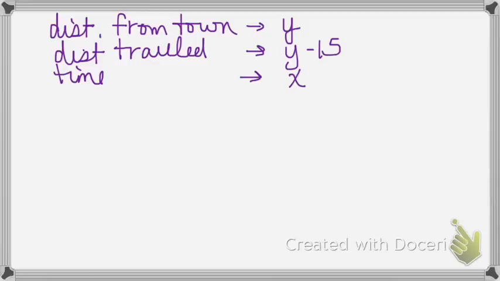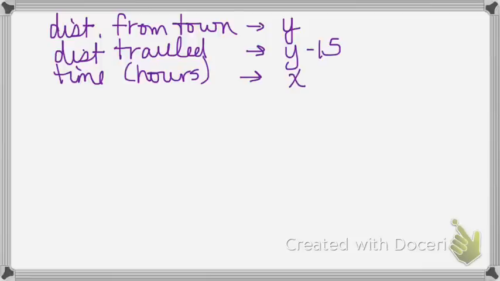Okay, so we've got our variables labeled here. Y is the distance from town. So the distance traveled, we said, would be y minus 15 because he's already got, in essence, a 15-mile head start. And the time is x. So we're driving for x hours. So this would be in hours. The distances are in miles.